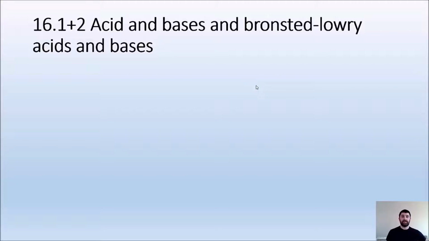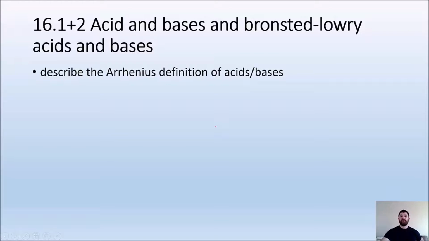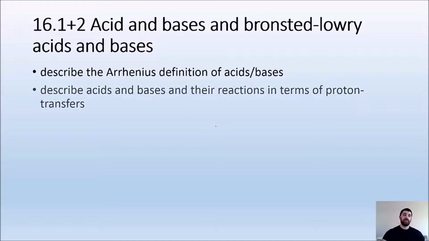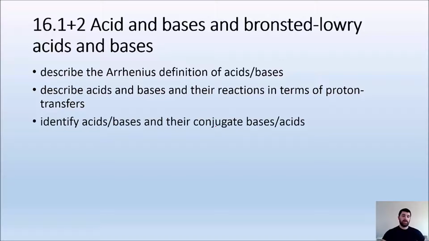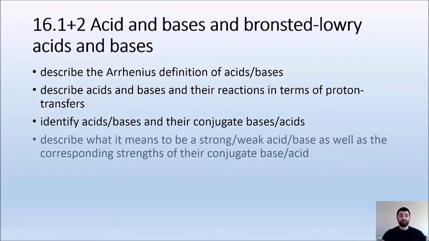Mr. John here again, taking a look at 16.1 and 2 information: acids and bases and Bronsted-Lowry acids and bases. So objectives are as follows. We are going to describe the Arrhenius definition of acids and bases. We're going to describe acids and bases and their reactions in terms of proton transfers. We're going to identify acids and bases and their conjugate acids and bases. Describe what it means to be a strong or weak acid or base, as well as the corresponding strengths of their conjugate base and acids.